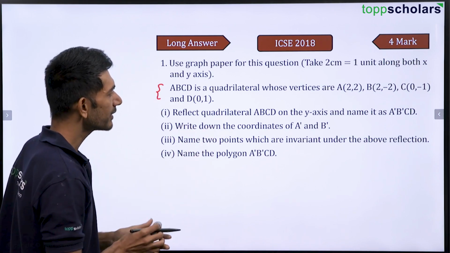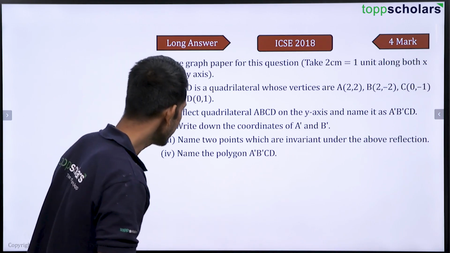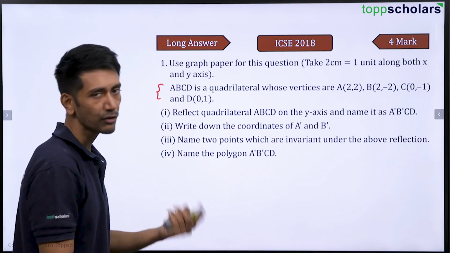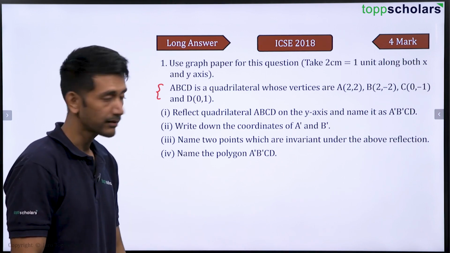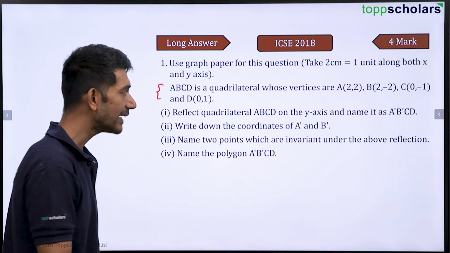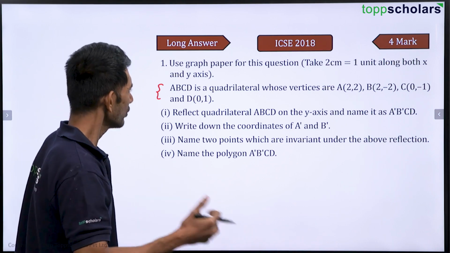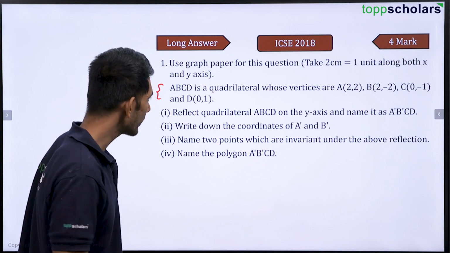Reflect quadrilateral ABCD on the y-axis and name it as A dash B dash CD. Then write down the coordinates of A dash, B dash. Name 2 points which are invariant under the above reflection and name the polygon A dash B dash CD. Okay. So firstly, obviously we need the quadrilateral ABCD, right? So let us draw the quadrilateral.